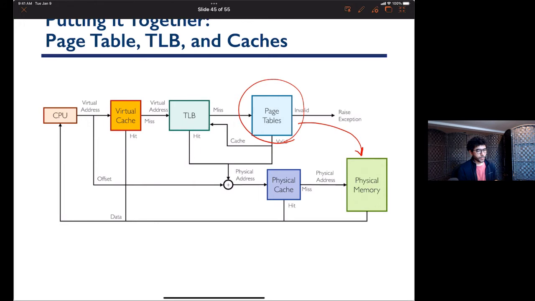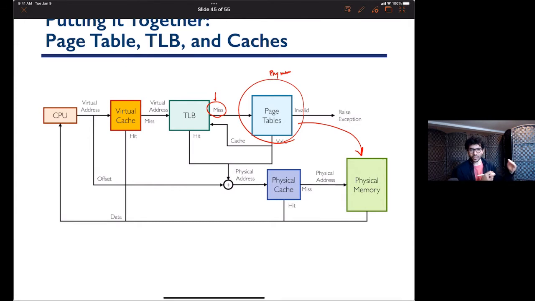Now, the only reason I have it in two pieces is to emphasize that the TLB is going to go and search the page table. But in reality, the page table is somewhere in physical memory. Now, when you get a miss here in your TLB, where do you go? Do you go to your physical memory right away? Not necessarily. So what happens is when you have a miss, your hardware starts the search.